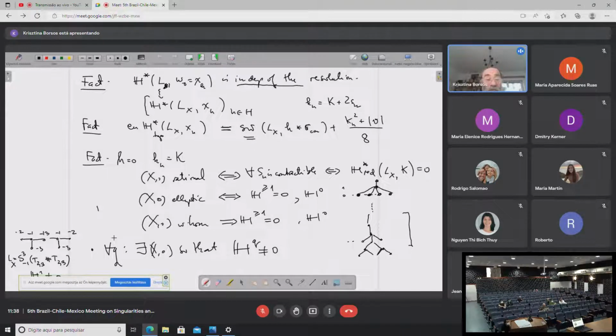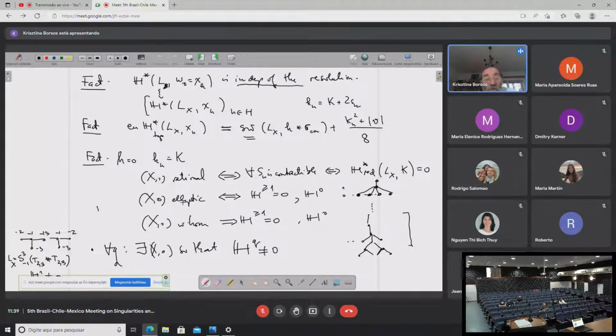And there are also a lot of properties here that I will not mention, but we can characterize rational singularities using these. For example, X is rational if and only if all the spaces Sn are contractible. Then there are elliptic ones, and so several characterizations of families of singularities. And there are also a lot of algorithms for how to compute it.